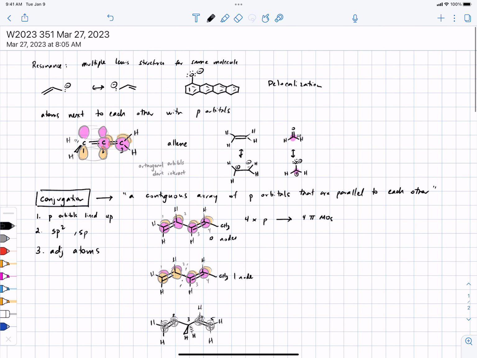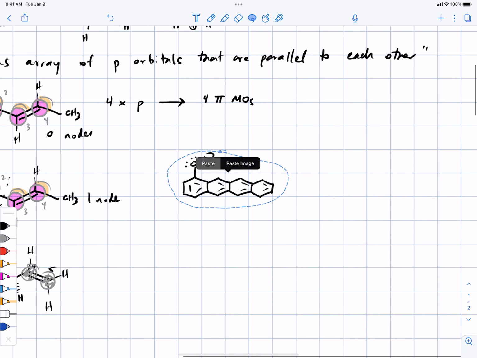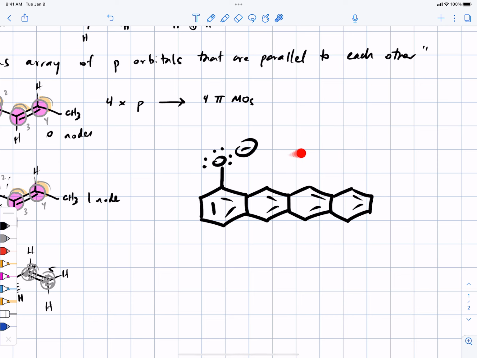So going back to one of these horrific examples from your previous experiences, where is my contiguous array of p orbitals that can line up with each other? Right there. Right there. Okay, help me out. Where? Ooh, where? You want the laser pointer? Don't hit my eyes. Careful.